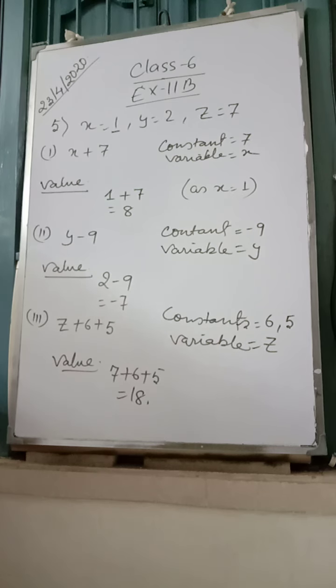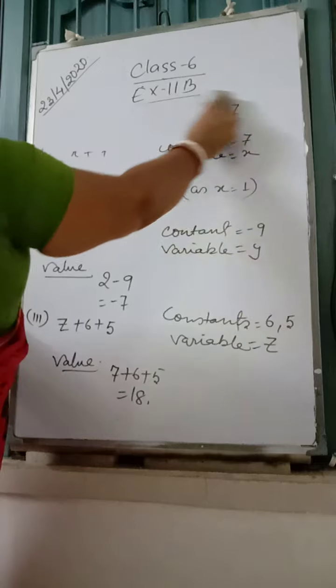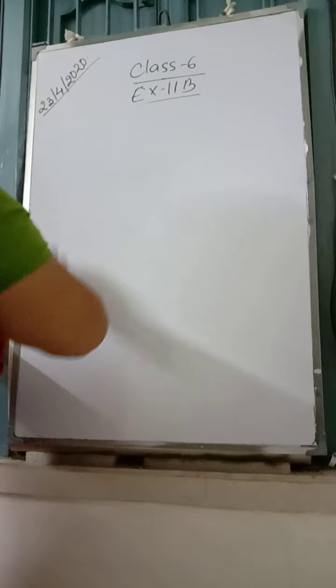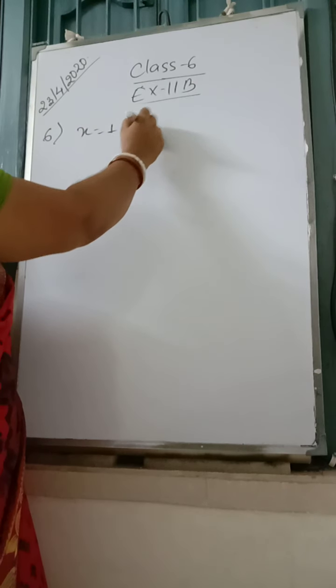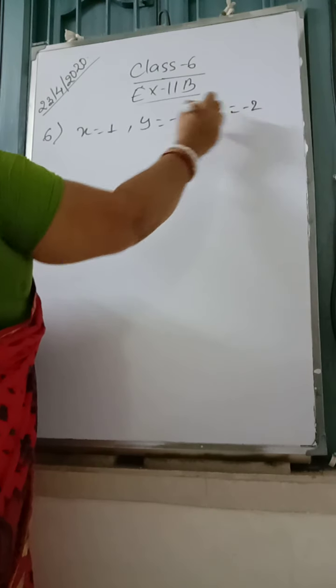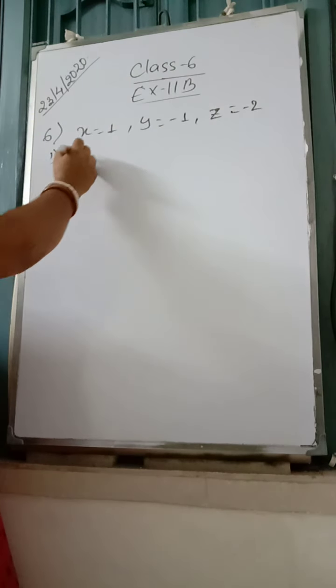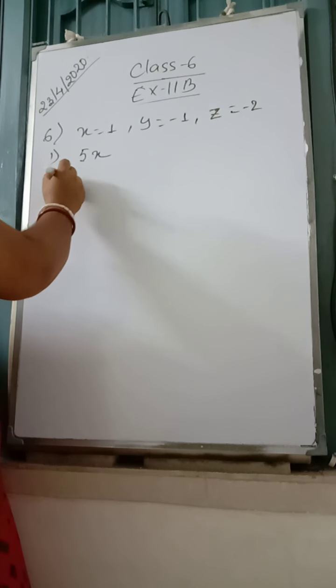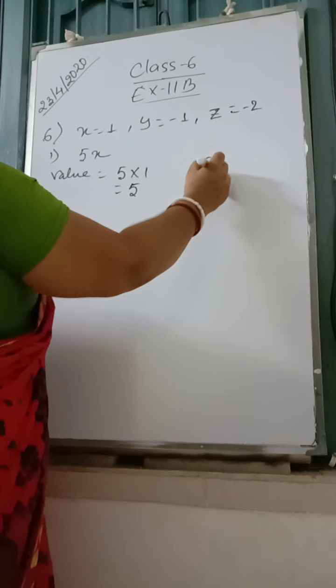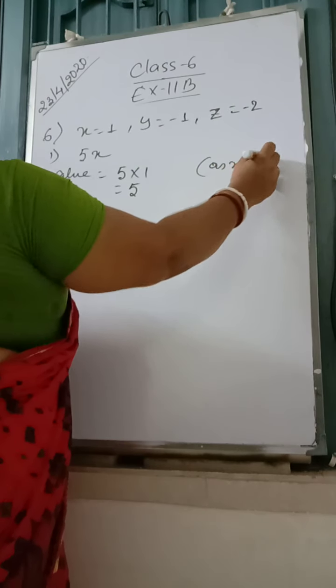Question number 6, again you have to get the value. Here they have not asked you for the constants and variables, they have only asked to find the value. Look at question number 6. x is equal to 1, y is equal to minus 1 and z is equal to minus 2. So the first one is 5x. What would be the value, dear? 5 into 1, 5, as x is 1.